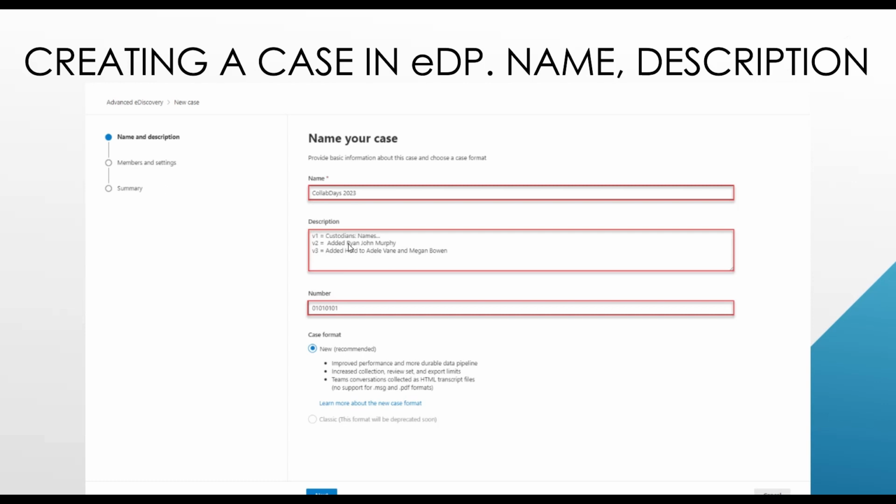Now, what I've found is good for people to understand, if they're new to this particular case or they want to keep a runbook of this particular case, is adding in the version descriptions here as well. As you can see, V1, I've got customer names, then version 2, I've added Ryan John Murphy, and version 3, added hold to Adele and Megan. This therefore gives you the ability to keep a slight runbook on what you're actually doing with that case.